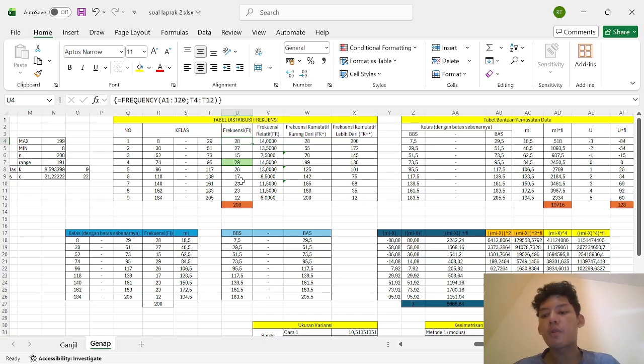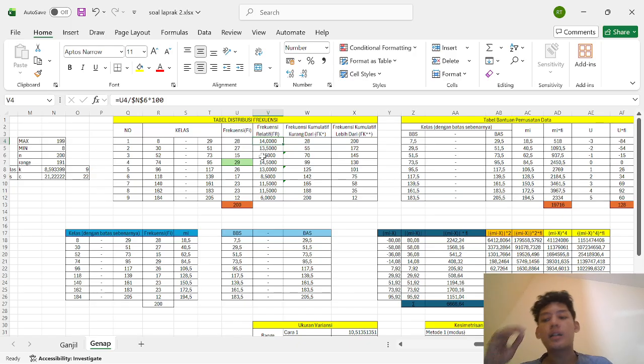After determining the frequency value, I calculate the relative frequency. The method is dividing the frequency by the total data and then multiplying by 100%. This determines the percentage of the data in each class interval.